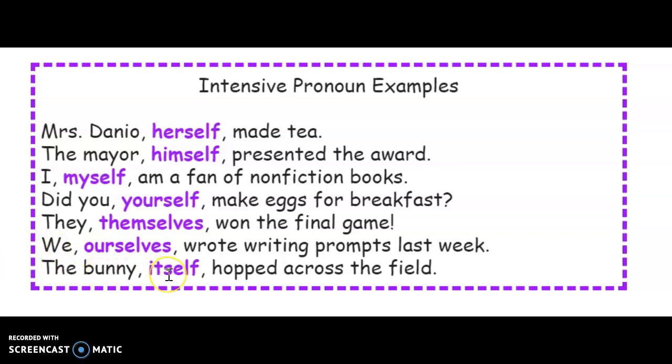The bunny itself hopped across the field. The intensive pronoun itself is intensifying or emphasizing bunny. What did you notice about all of these sentences?